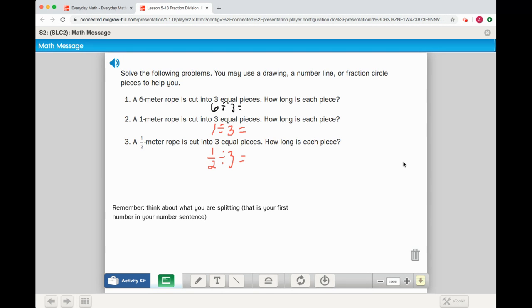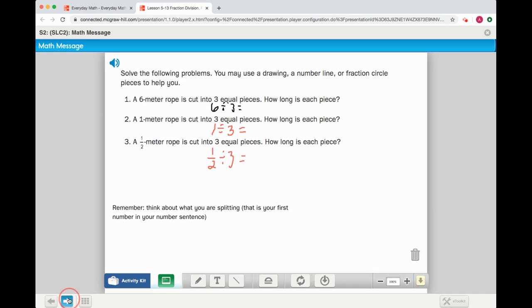The second question. A 1-meter rope is cut up into 3 equal pieces. How long is each piece? Again, the number model would be 1 divided by 3, which is 1/3. And for question 3, you have half divided by 3 equal pieces. How long is each piece? Question 3, we're going to wait on because we're going to tackle that again in a little bit. But if you notice the pattern, they're all being divided by 3. All right, let's see what's up next.